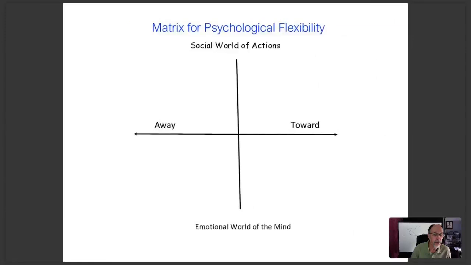So what I did here very simply is we now have a different look to the matrix. It's still the same old matrix, except that at the top we have social world of actions instead of the senses. And then down at the bottom, we have emotional world of the mind. And this would be the complete visual model that you can use to ramp up your SEL, and like the regular matrix. So as you can see, it's pretty simple.